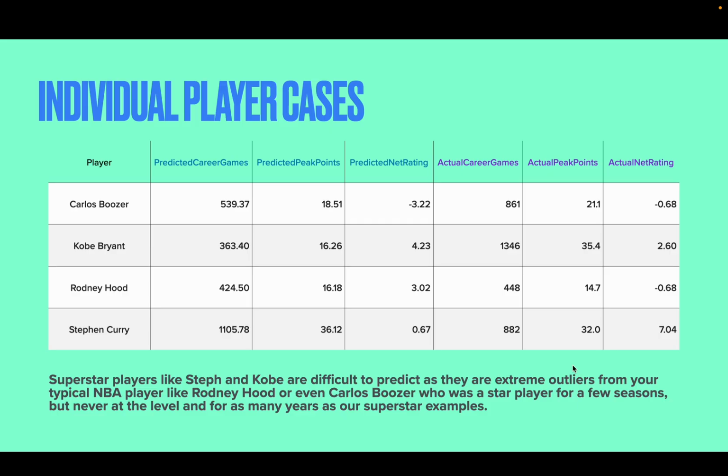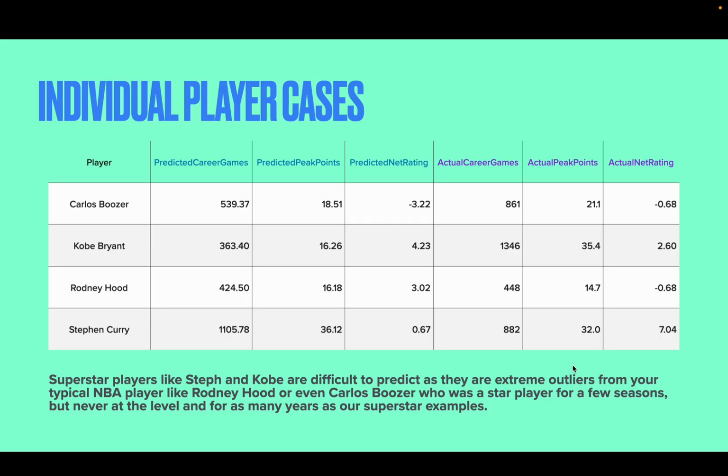Kobe Bryant was a tough one to predict. He actually had similar early career stats as Rodney Hood, and he came off the bench as a rookie, where Steph Curry was a starter from the beginning. But you can see predicted points for Carlos Boozer, who's an average star player, so not at the level of Kobe Bryant or Steph Curry, but he was an all-star.